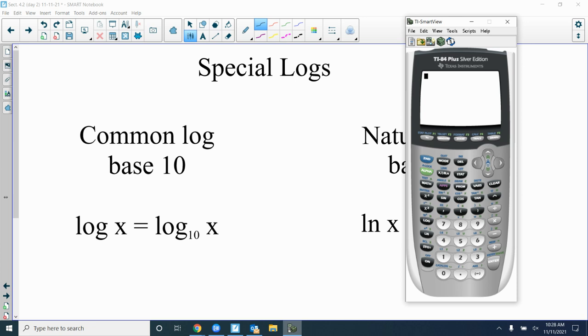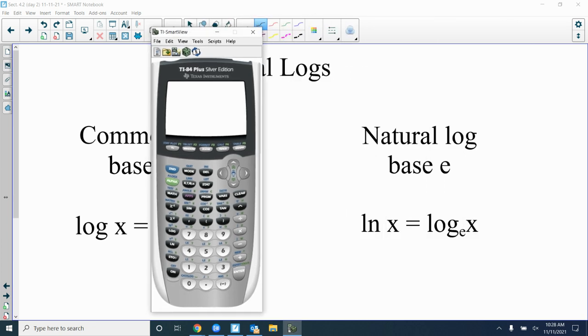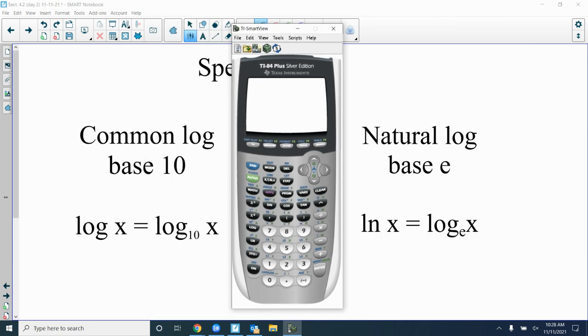On your calculator, you have buttons designated for common log, log. That is base 10. So if I take the log of 50, I get an answer. If I take the ln of 50, the natural log, I'm dealing with e to what power equals 50. It's not going to be the same as the common log. I think probably now all of your calculators will do different bases.